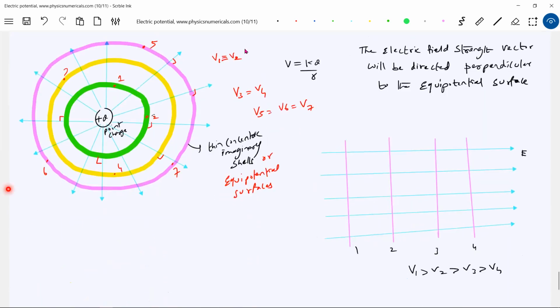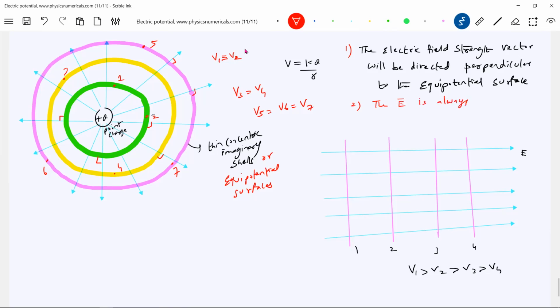There's one more important thing. The E bar will always be directed from higher potential region to lower potential region. Getting this one? So these are equipotential lines.